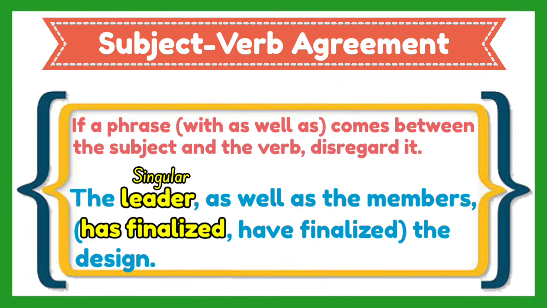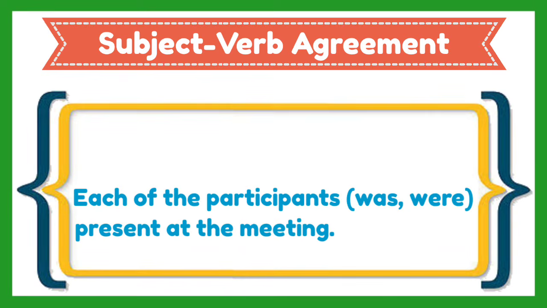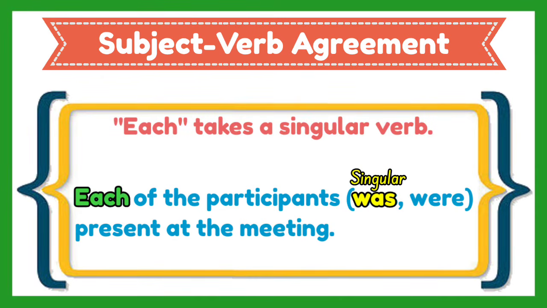When a phrase with words like as well as comes between the subject and the verb, you have to disregard it because it is not part of the subject. Okay? Another one. Each of the participants were present at the meeting. What do you think is the answer? It is was, singular. Why? Because the indefinite pronoun each always takes a singular verb. Do not be misled by the words that come after it, which is in this case of the participants.